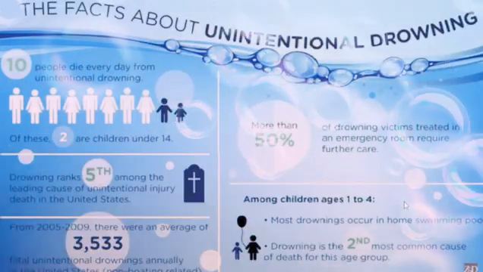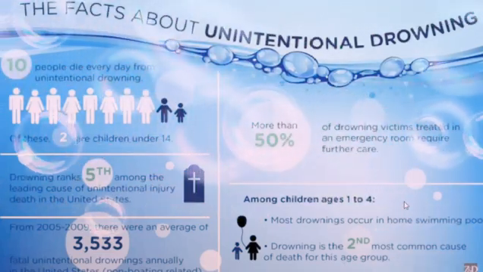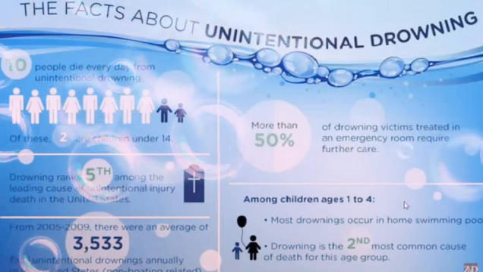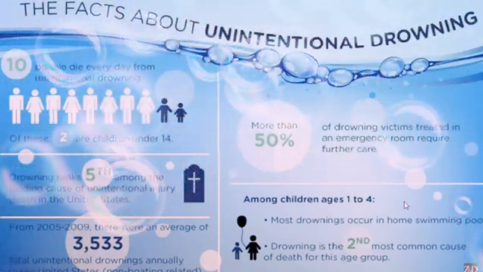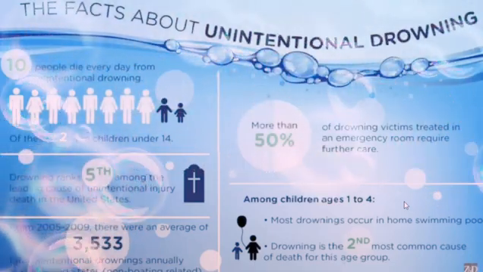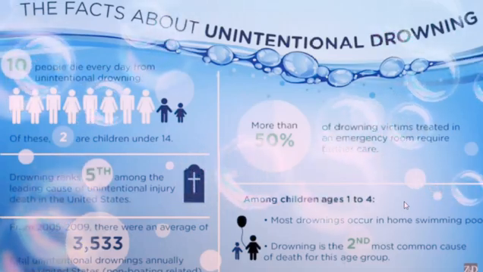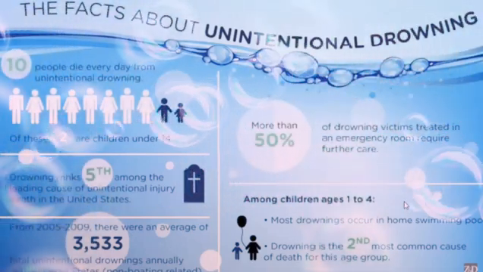The key facts about the unintentional drowning: 10 people die every day from the unintentional drowning. Of these, 2 are children under the age of 14. Drowning ranks 5th among the leading causes of the unintentional injury death in the United States. From 2005 to 2009, there was an average of 3,533 fatal unintentional drownings annually in the United States.